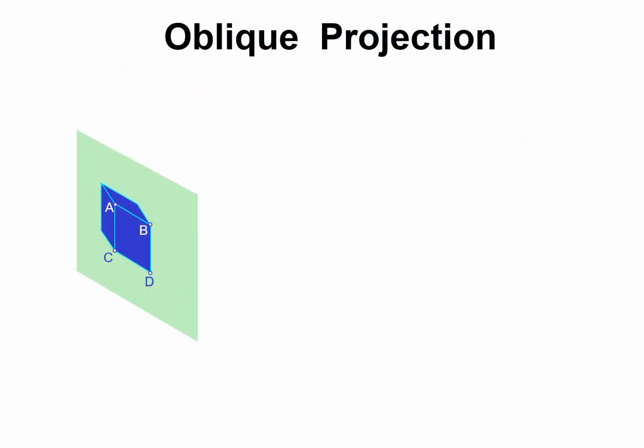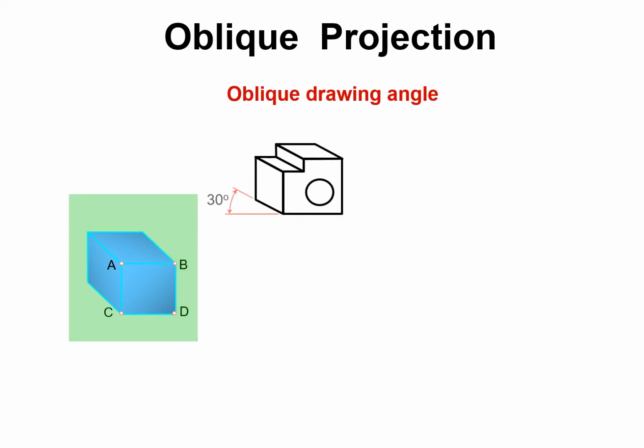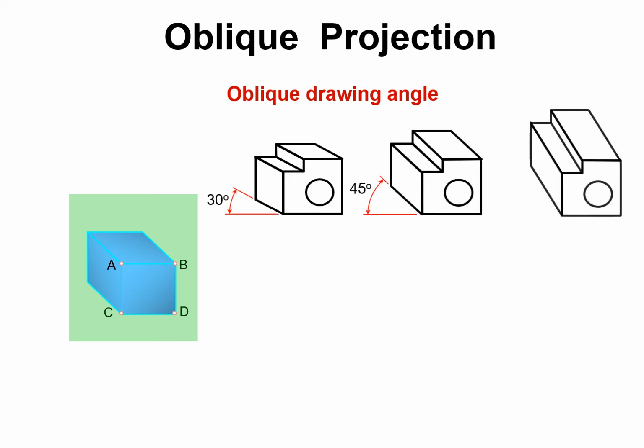So let's look at this again. This is our oblique view and oblique drawing angles. Let's discuss them. If the drawing angle is 30 degrees, or 45 degrees, or 60 degrees, it means that the lines of sight and the plane of projection are making an angle of 45, 60 or 30 degrees. So what will be the characteristics of our oblique views? Let's look at them.